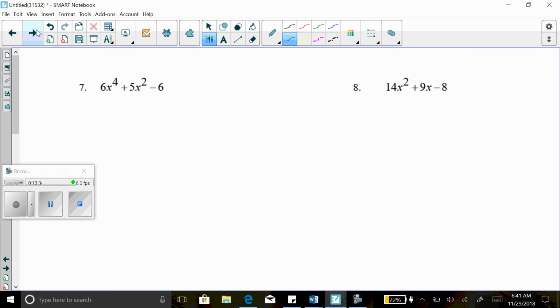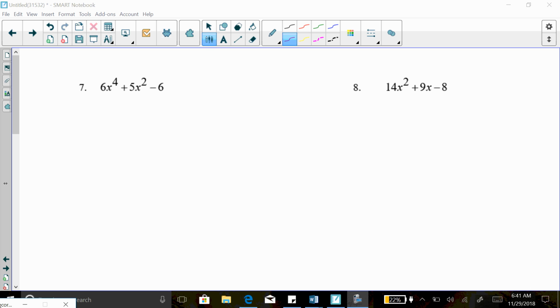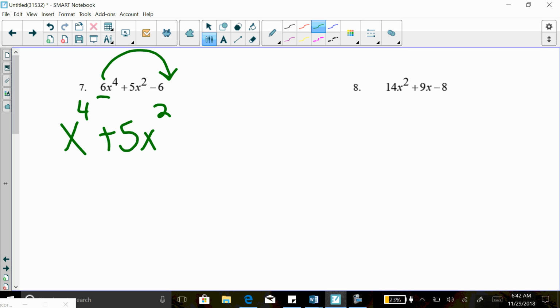Okay. So here, now I have something to the 4th. Not a big deal at all. We continue on like we normally would. So I say, well, the number in front is not a 1, so I know I have to do slide and divide. So I take my 6 and I slide it. So I have x to the 4th plus 5x squared minus 36. So now I'm looking for two numbers that will add to 5 and multiply to negative 36.